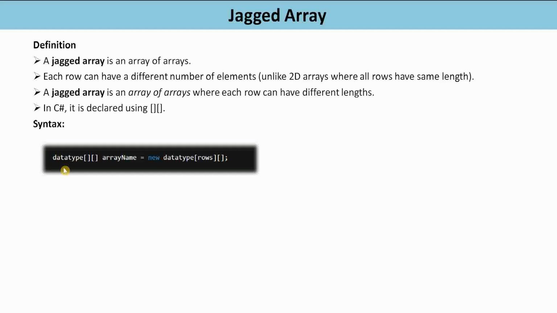First is the data type, meaning integer or string, and this is the syntax if we want to declare a jagged array. We have to provide double square brackets, and here is the array name, and here is the memory allocation with the new keyword. Next we have the data type, such as integer or string, and next we set the rows, how many rows we want, and next is an empty square bracket, because we are not providing any column value. According to our requirement, we can set how many elements we want in each row.